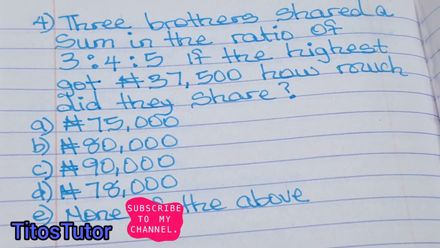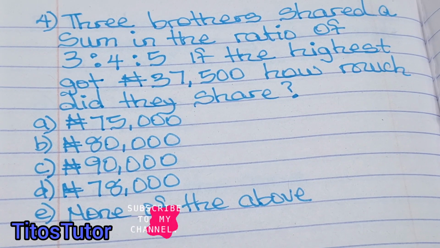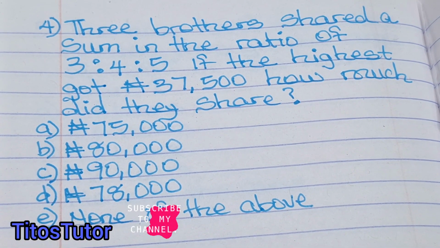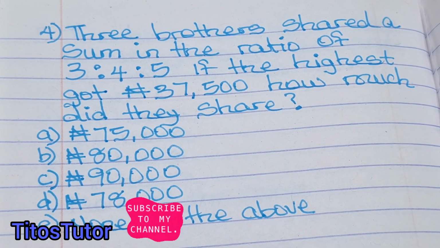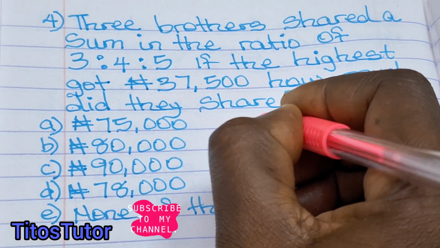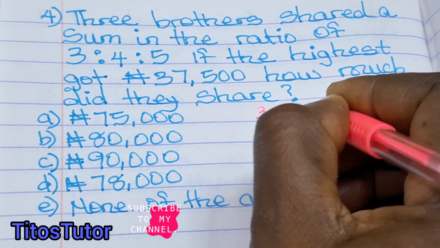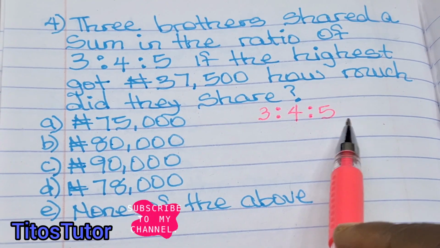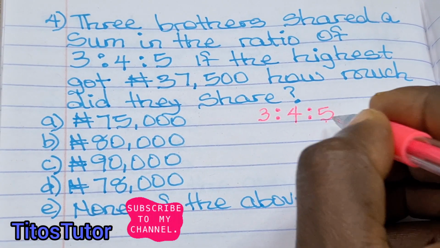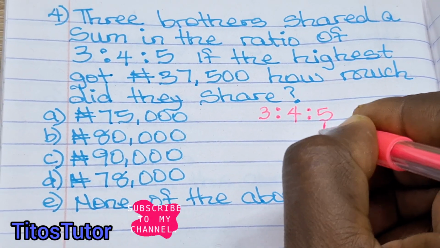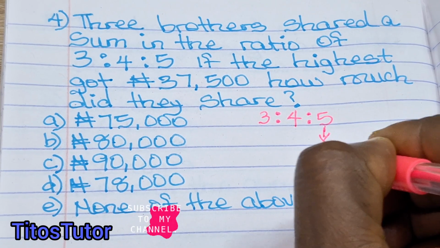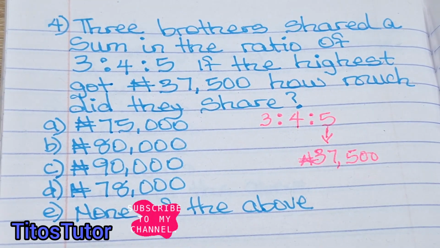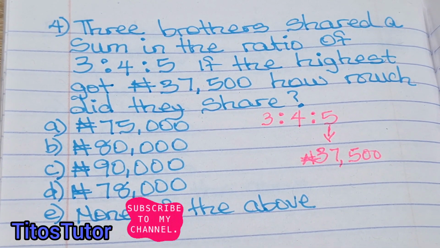Okay, so let's go to our fourth question for today. 3 brothers share a sum in the ratio 3:4:5. If the highest, 5 is the highest ratio, got 37,500 naira. How much did they share?